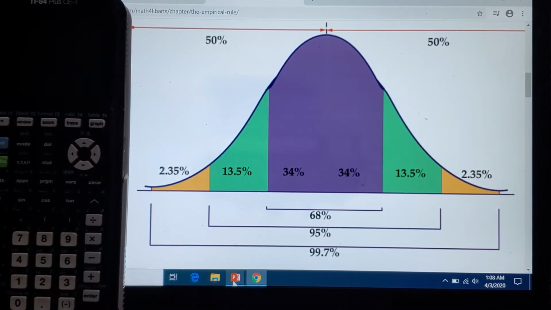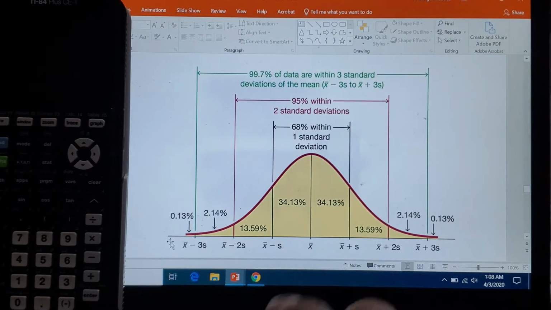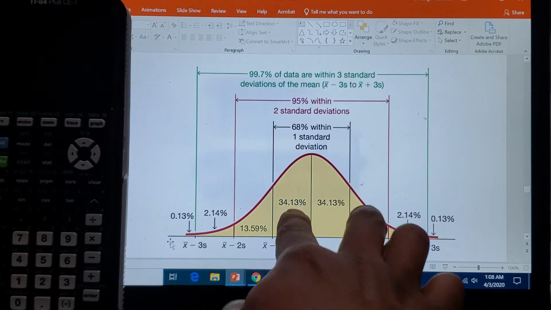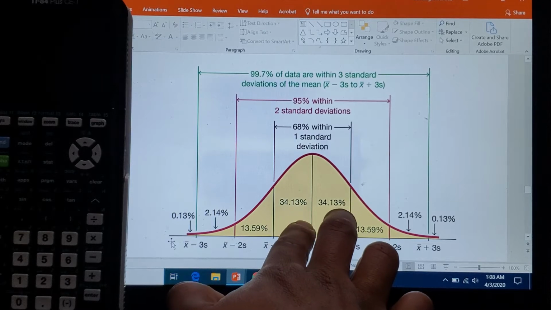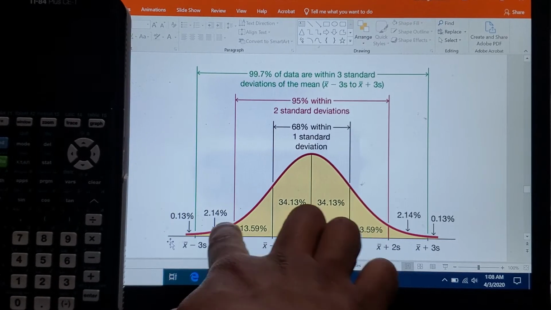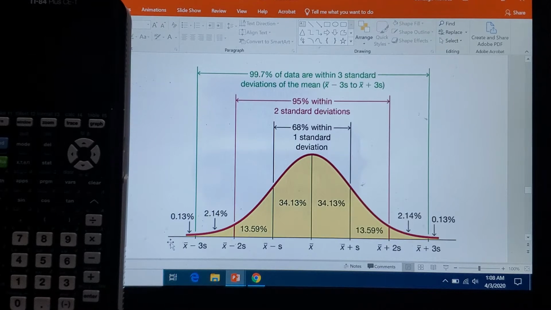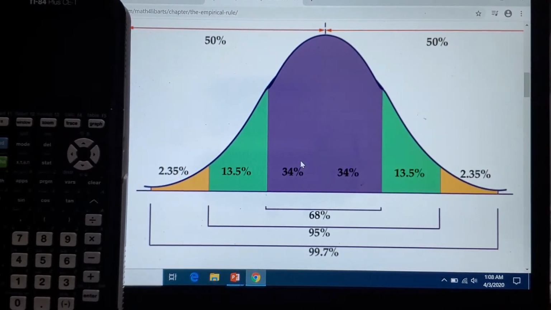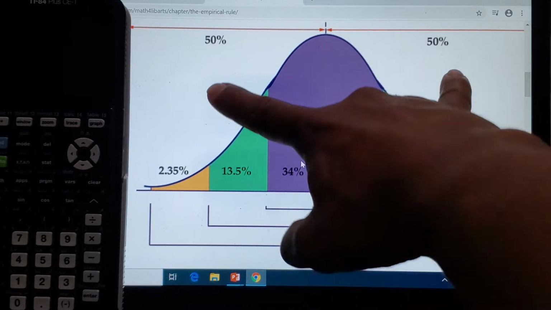And you can see how that's slightly different than this one, because it has that 0.13. So if you add this 0.13, then it's changing this one a little bit and giving you even just a little bit more. I'm okay with this. If you're able to find this online, I'm okay with you using these numbers. I don't care so much about you putting 34.13. I'm good with 34, 13.5, and 2.35. That's enough for me.